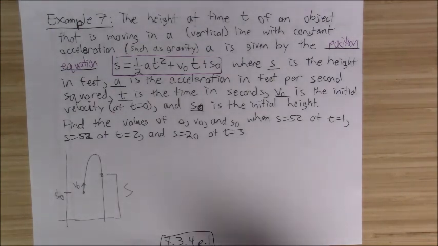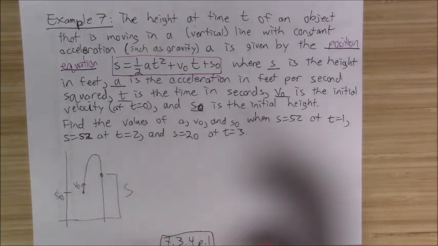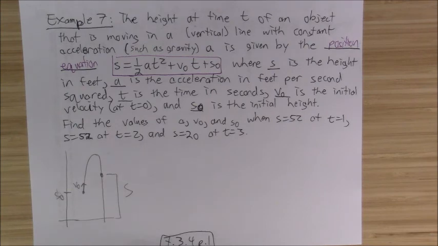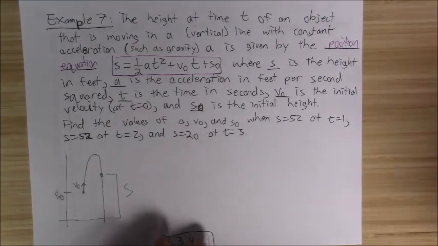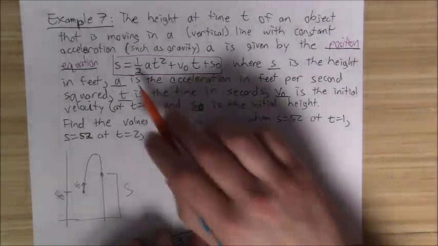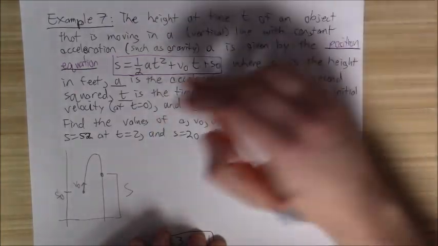We're now going to try working this out for the following case. We want to know what the values of A, V0, and S0 are when S is equal to 52 at time t equal 1, S is equal to 52 at time t equal 2, and S is equal to 20 at time t equal 3. Really, we're just plugging values into the system and creating a system of equations.